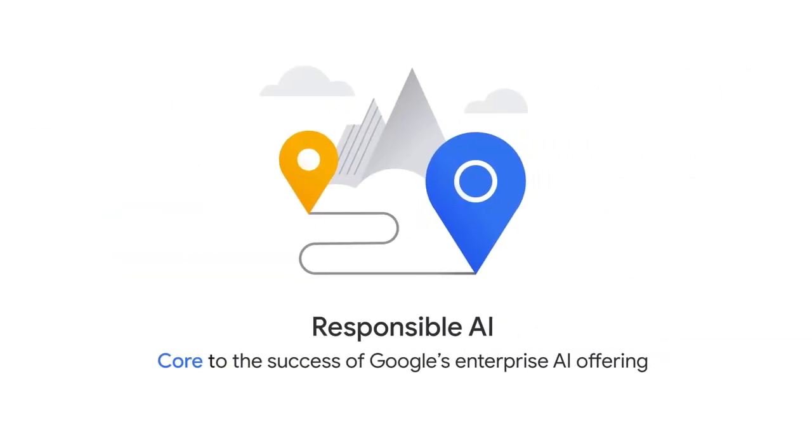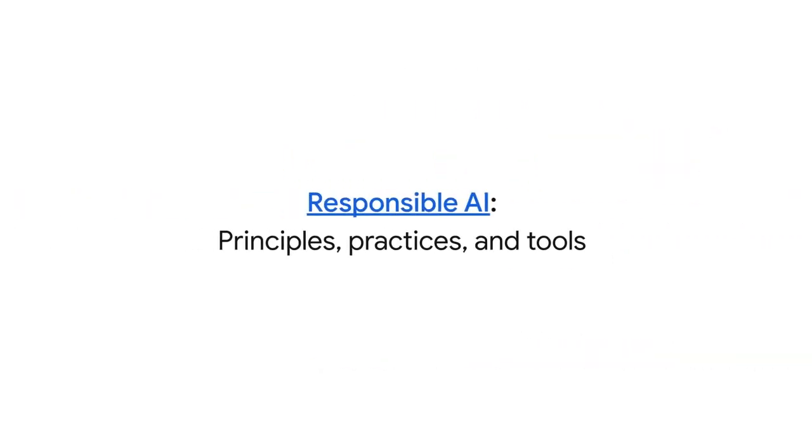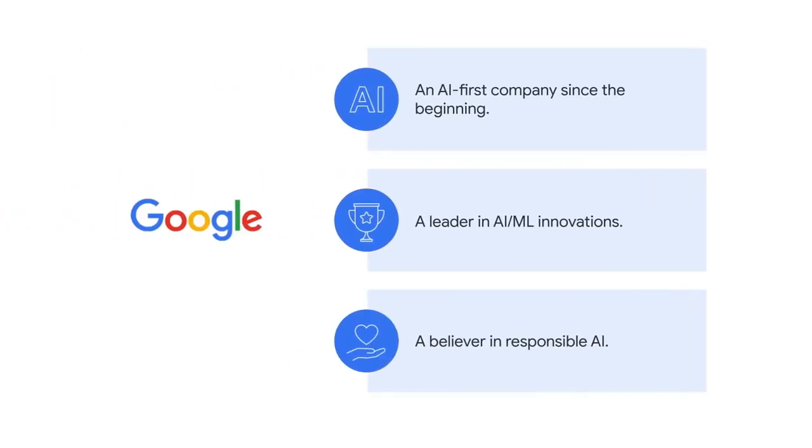Establishing principles was a starting point rather than an end. They are a foundation that establishes what Google stands for, what to build, and why to build it. And they are core to the success of Google's enterprise AI offerings. To learn more about responsible AI and how Google implements it in research and product design, please check the Google Doc in the reading list. In sum, Google's AI principles revolve around being an AI-first company with a rich history of AI development, a leader in AI innovations, and a practitioner of responsible AI ethics.